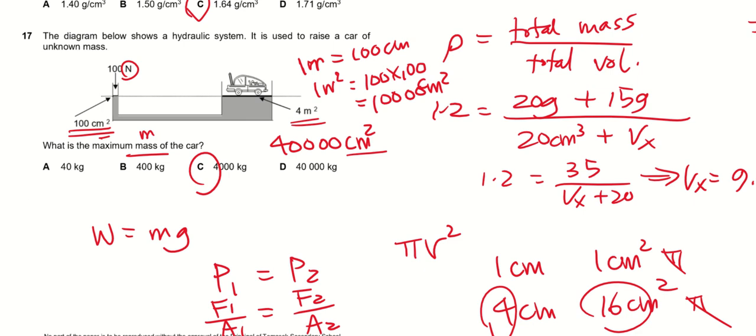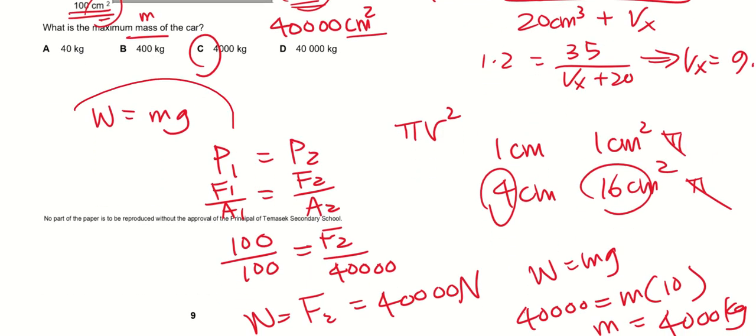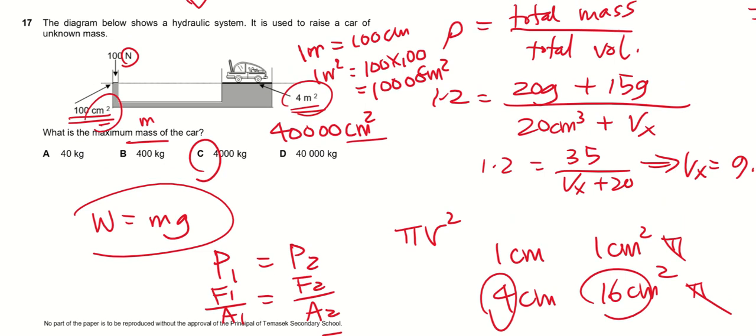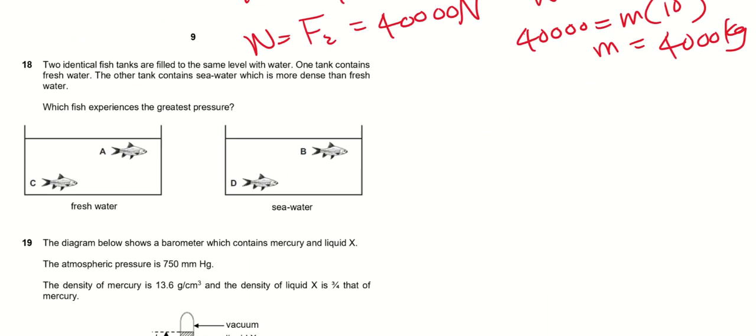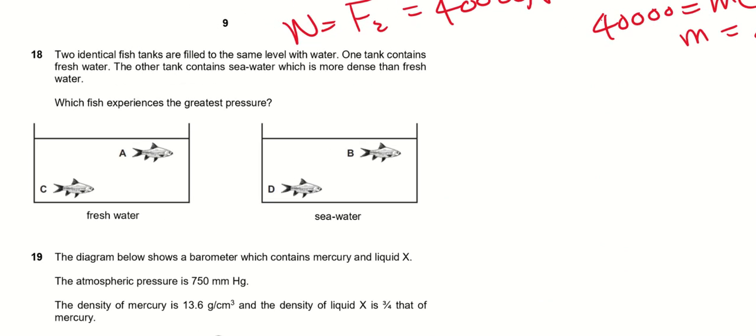The trick here is they didn't give us the area in the same kind of units for comparison. Okay, and they want us to find the mass, so you have to go through one more step. After you found the force, which is the weight, you have to convert it to mass. Okay, so this one quite tricky, yeah. Okay, so 18, two identical fish tanks are filled to the same level with water.